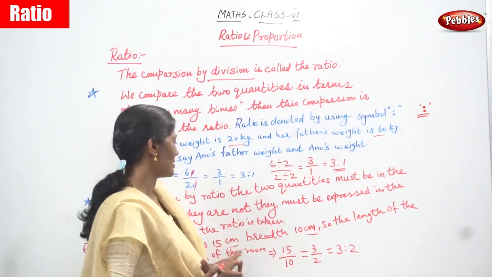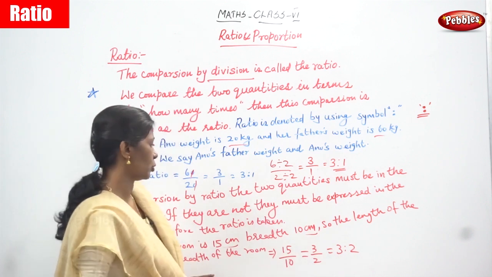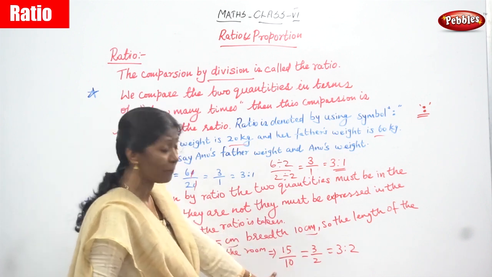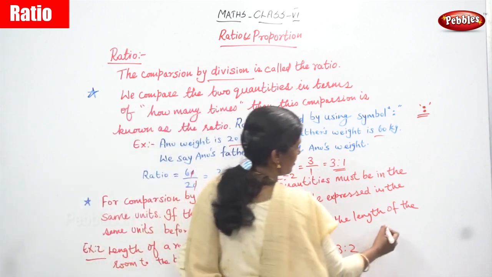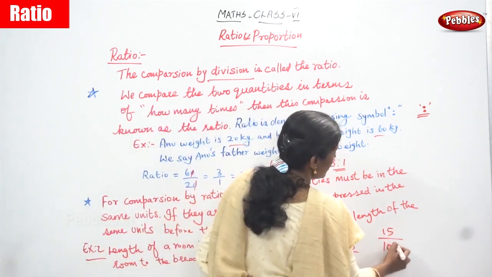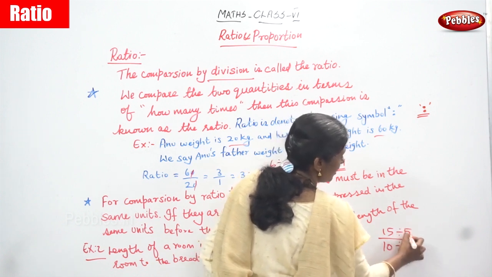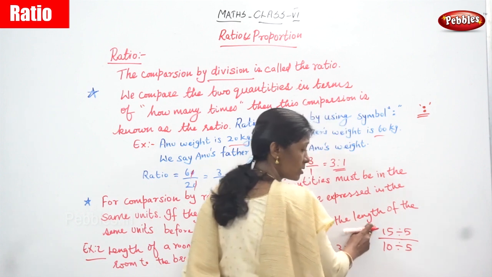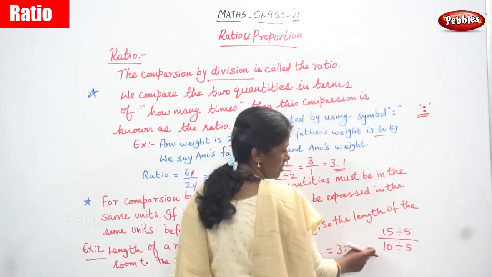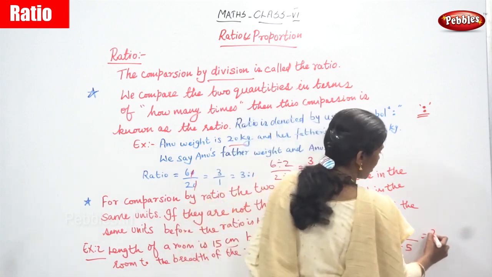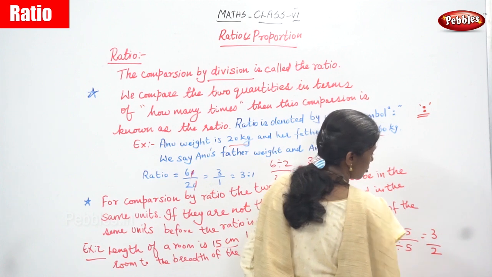The length of the room is 15 centimeter and the breadth is 10 centimeter. The ratio of length to breadth is 15 divided by 10. Both numbers are simplified by dividing by 5: the numerator is divided by 5 and the denominator is also divided by 5. This is the length and this is the breadth. 15 divided by 5 gives 3 and 10 divided by 5 gives 2.